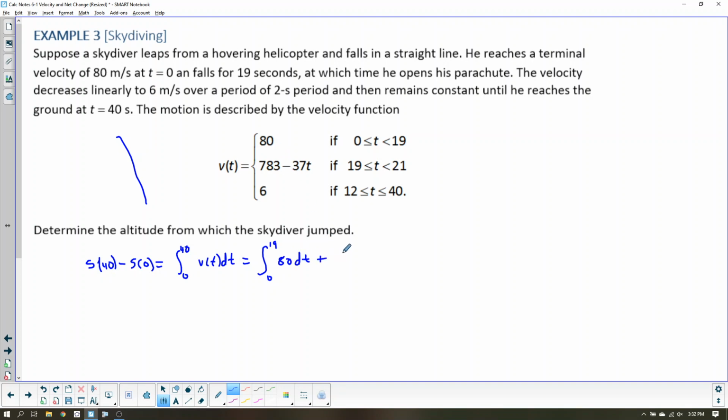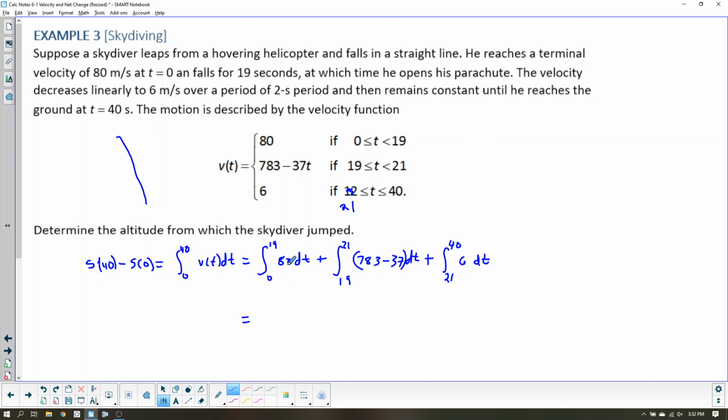All right, then the second one: the integral from 19 to 21 of 783 minus 37 dt, plus the final one. Oh, it looks like that's a typo. I should say 21. It's good to see some things never change. So we get that. Okay, so then we do each integral.